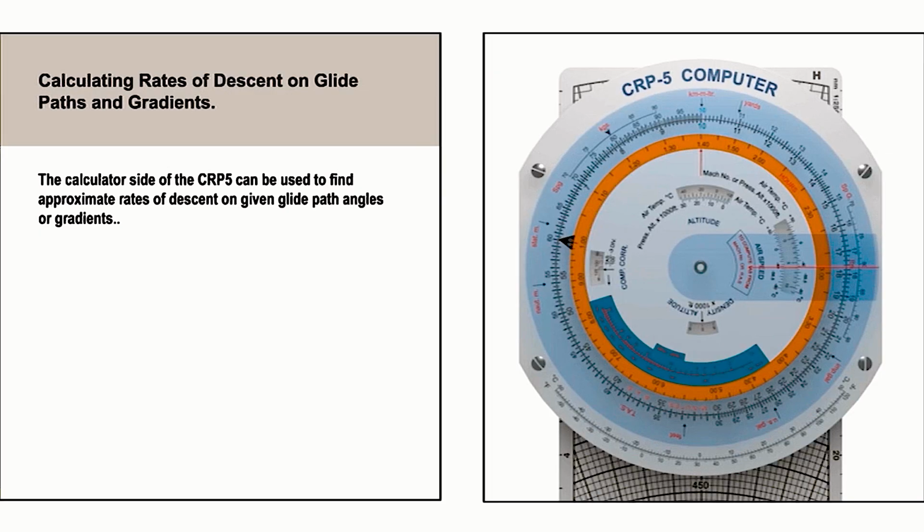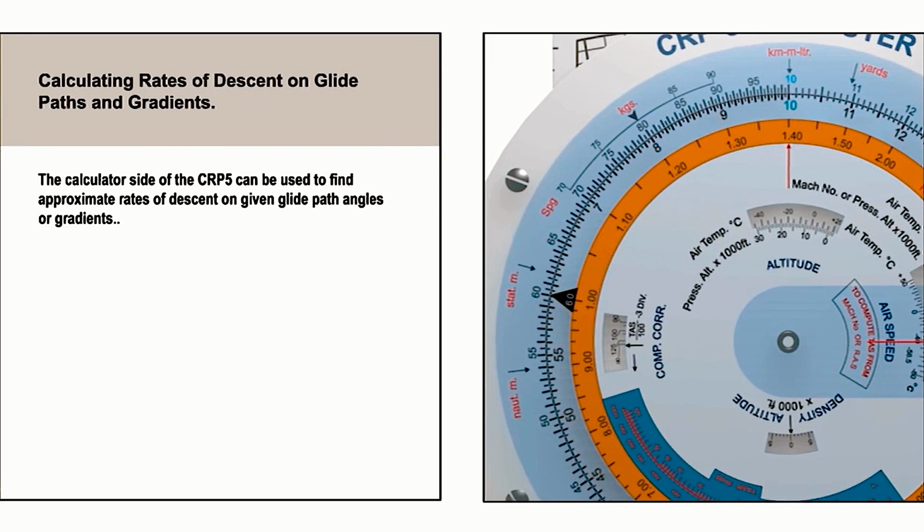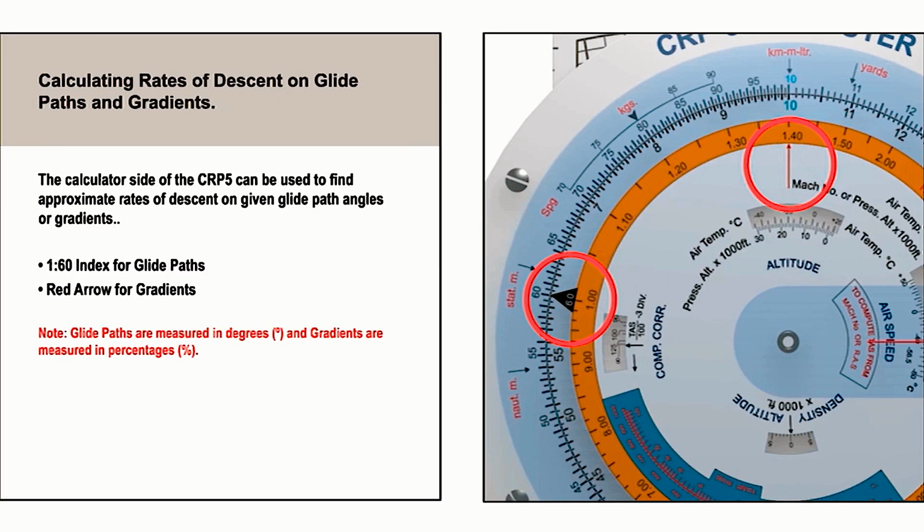The calculator side of the CRP-5 can be used to find approximate rates of descent on given glide path angles or gradients. We use the 1 in 60 index black triangle as an index for glide paths and the red arrow as an index for gradients. It is worth noting that glide paths are measured in degrees, whilst gradients are measured in percentages.